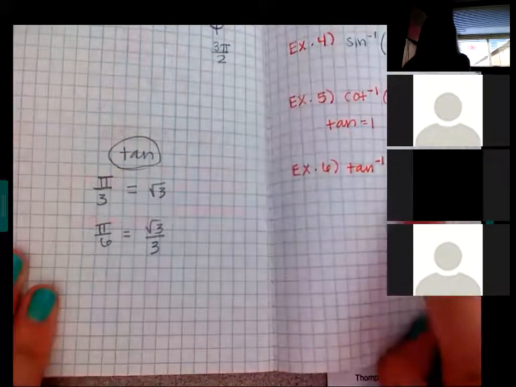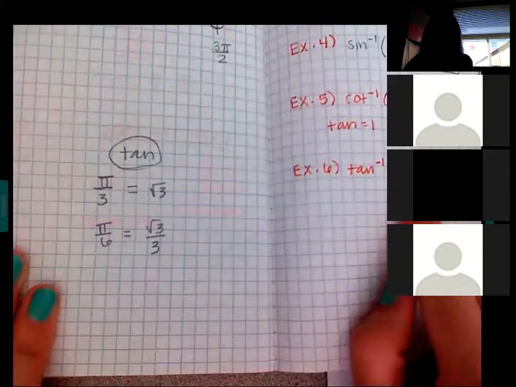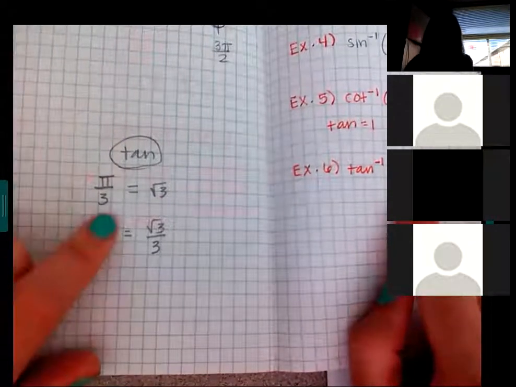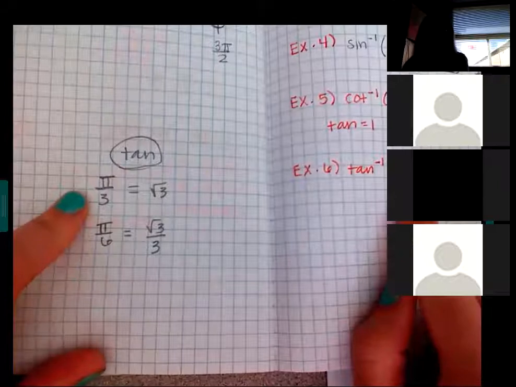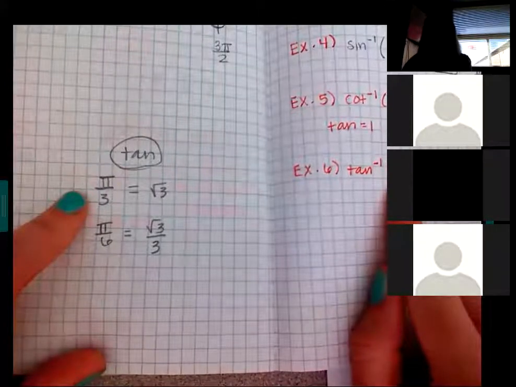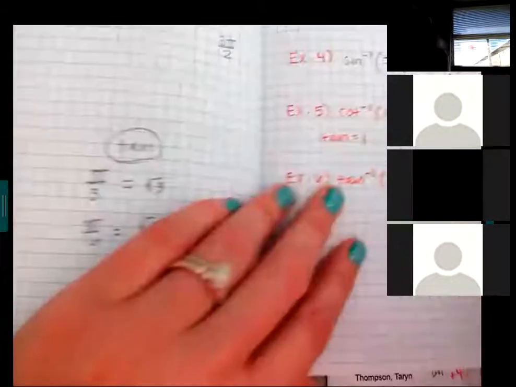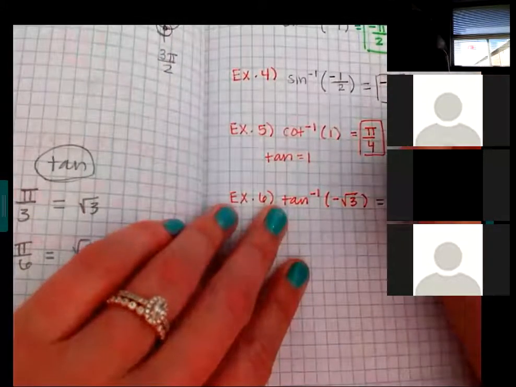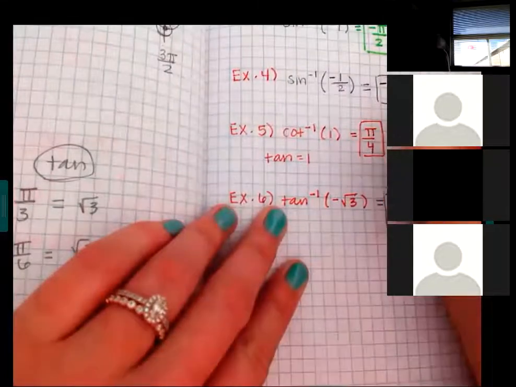I gave you square root of 3. So Chris said, okay, that's 1, 3. That means it's at pi over 3. Now, Chris, it's negative, which means we're in what quadrant? 4. So what should my answer be? Very good. Negative pi over 3.